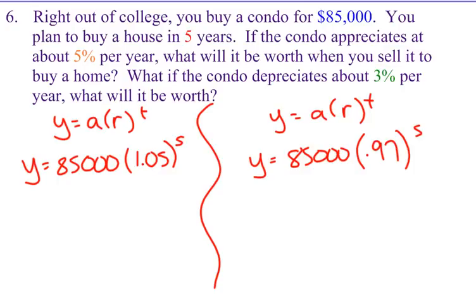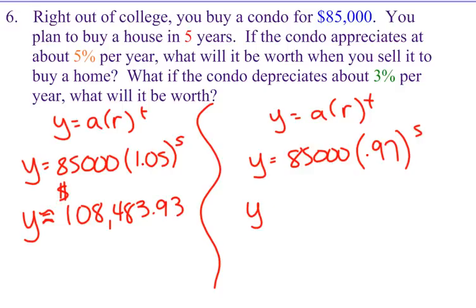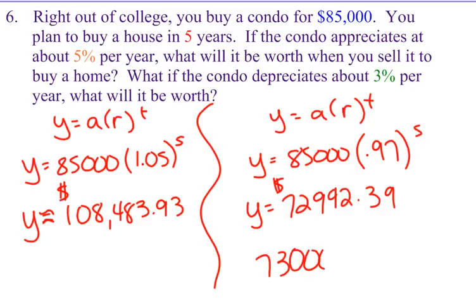So I would just punch both of these into my calculator. And for my appreciation, I get approximately $108,483.93. And then for my depreciation, I get $72,992.39. That's how much my condo would be worth. So here it's about $73,000, here it's about $108,000.